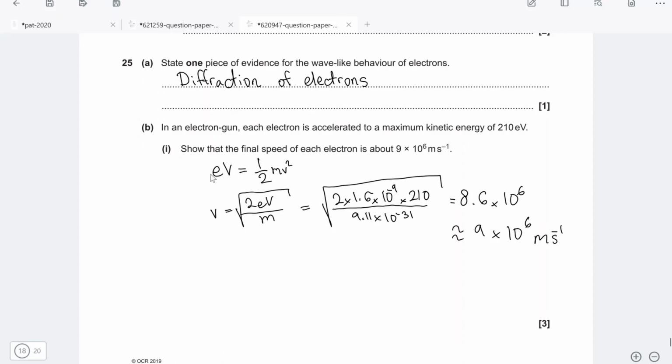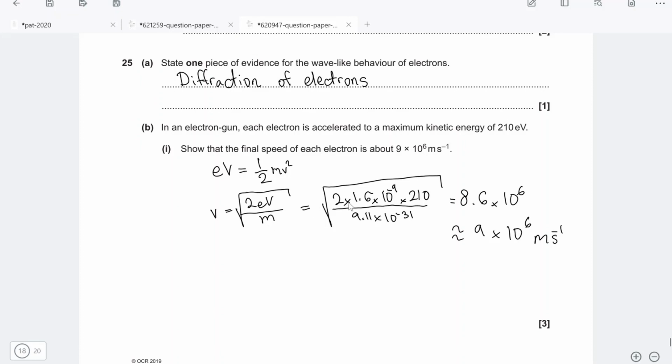Well, we're going to use the fact that eV is equal to half mv squared. Now, if the electrons have been accelerated to 210 eV, this means that they would have gone through a voltage, a potential, of 210 volts. Just rearranging for v, the velocity, we'll find that this is equal to the square root of 2e times the voltage divided by the mass of the electrons.